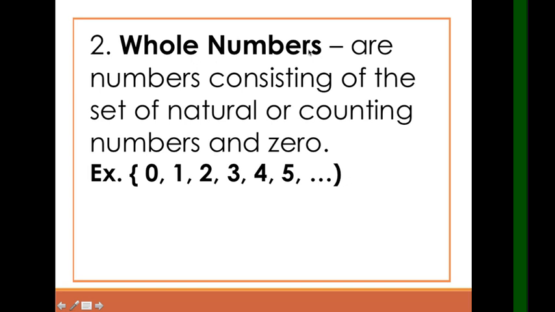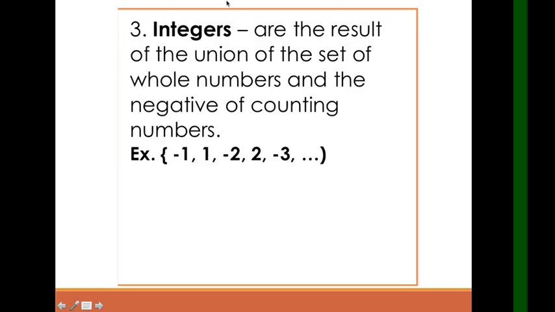Okay? Whole numbers are numbers consisting of the set of natural or counting numbers and zero. So kapag dinagdagan mo siya ng zero sa unahan at may ellipses pa rin siya, ibig sabihin walang katapusan, yung ating mga positive numbers, this is what we call whole numbers. Integers are the result of the union of the set of whole numbers and the negative of counting numbers. So, whole numbers plus the negatives of the counting numbers. Ano ba yung mga negative? Negative 1. So, lalagyan mo lang siya ng mga negative. This is what we call the integers.